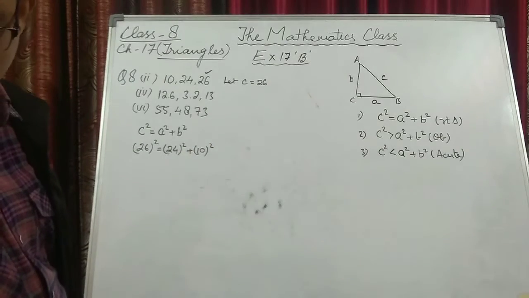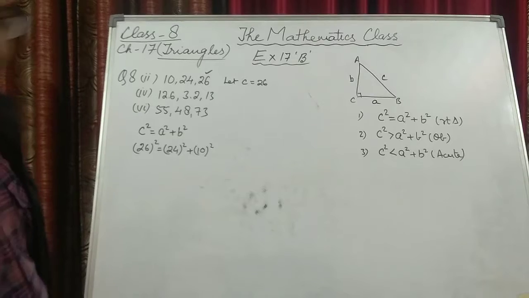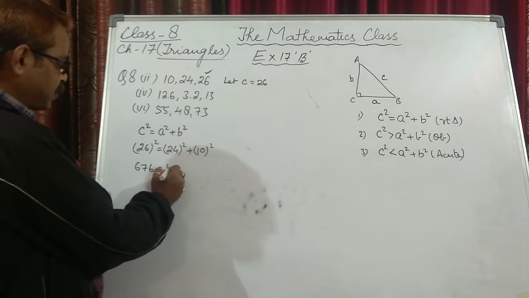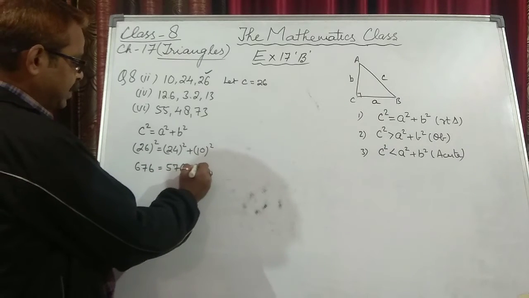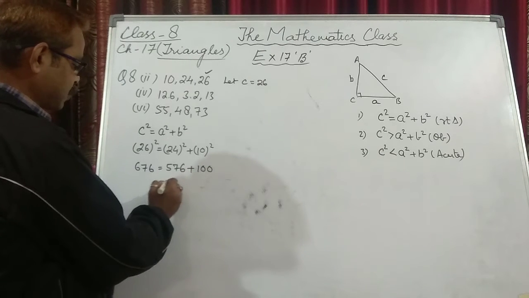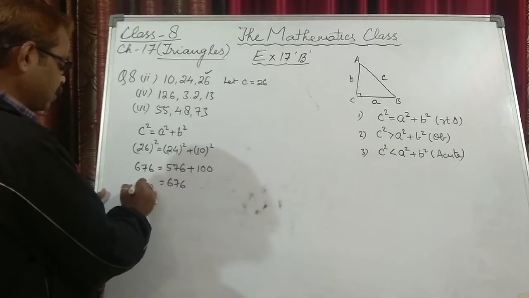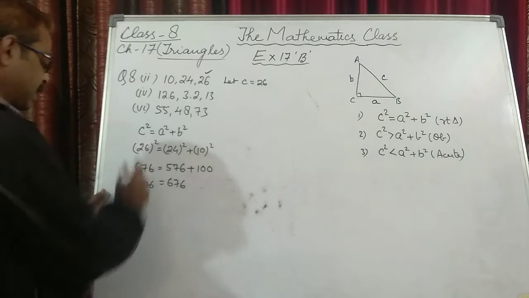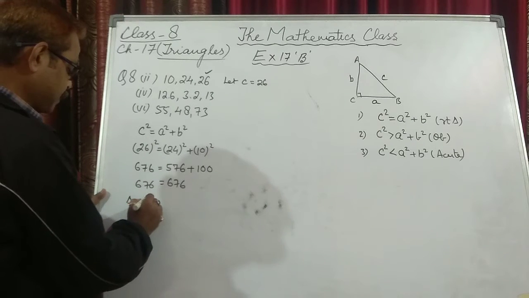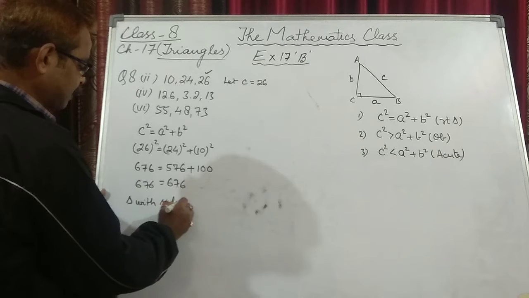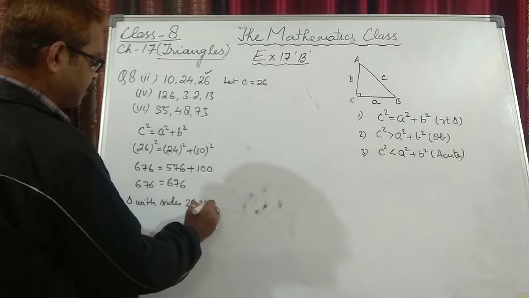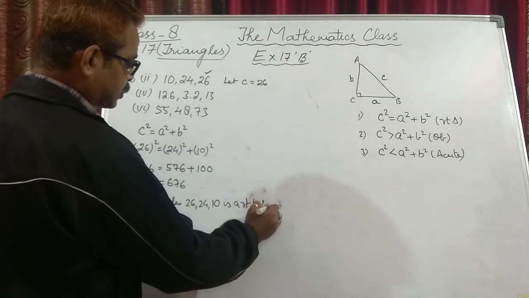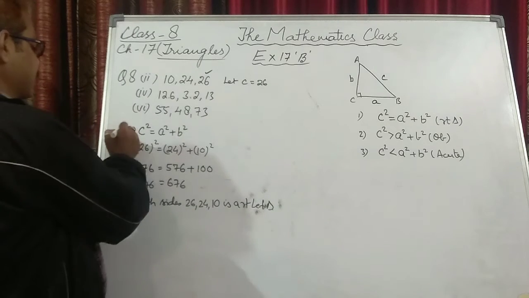Now we know that 26 into 26 is 676 and 24 into 24 is 576, 10 into 10 is 100. So this total comes out to be 676, and here also it is 676. It means we can say that the triangle with sides 26, 24 and 10 is a right angle triangle. This was the second part.